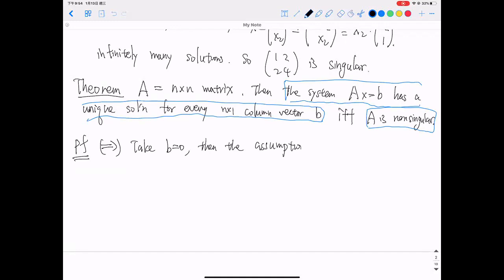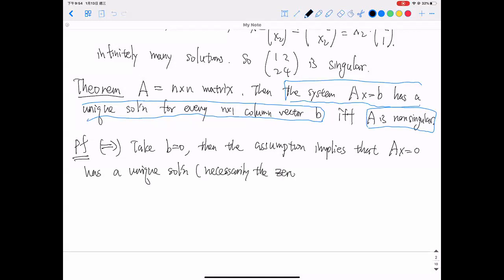If we assume that statement, we can certainly take B to be the zero vector, then the assumption implies that Ax equals to 0 has a unique solution, necessarily the zero solution. So A is non-singular by definition.